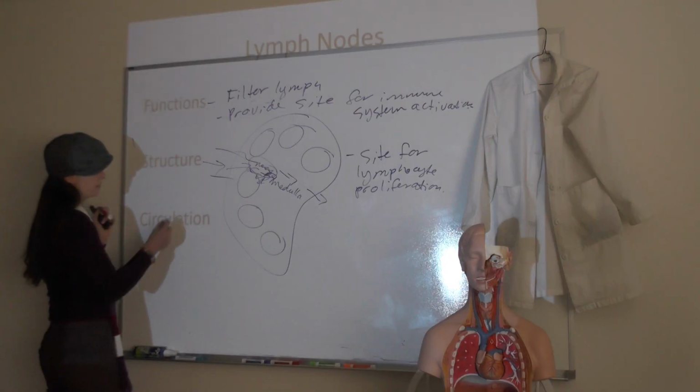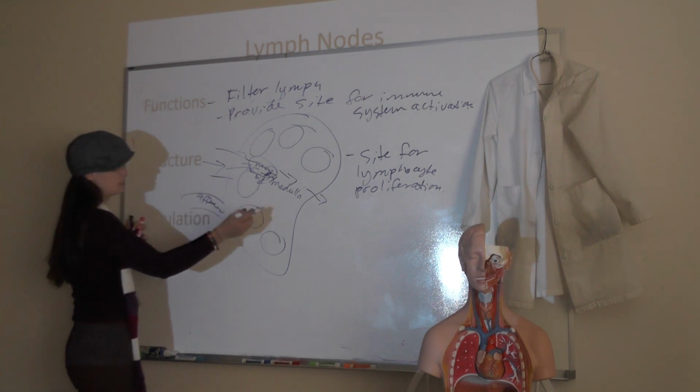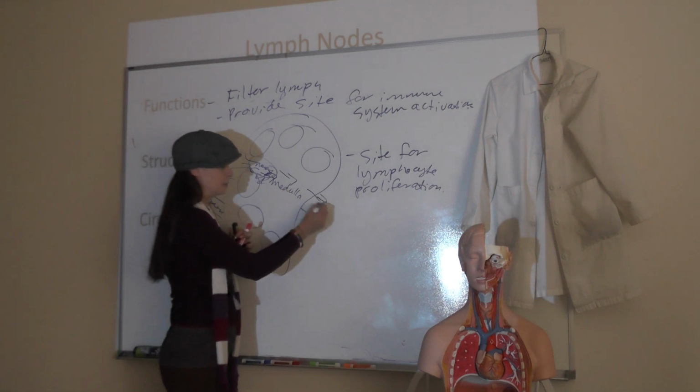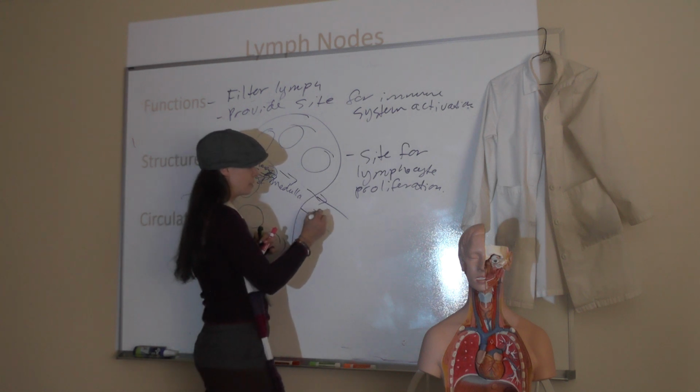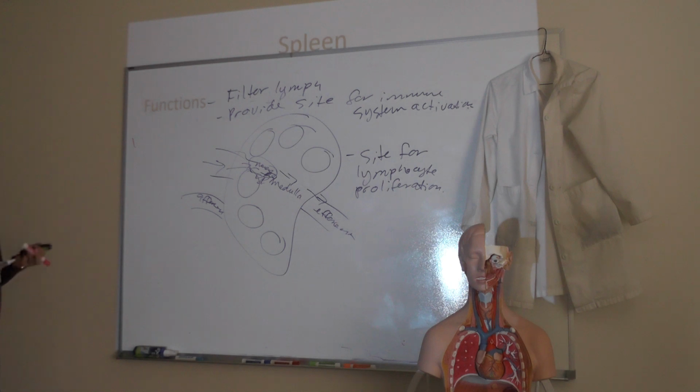Circulation: our lymph is brought in through these afferent vessels, circulates past the cortex, drains into the medulla, and circulates out through an efferent vessel. Those are the lymph nodes.